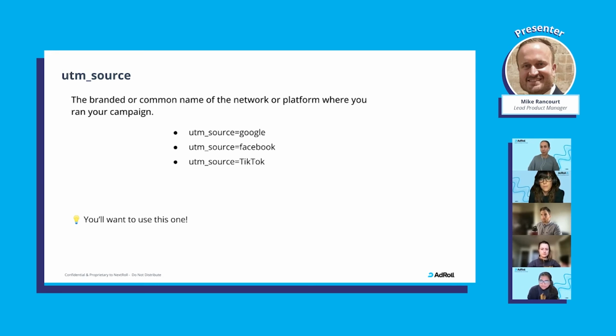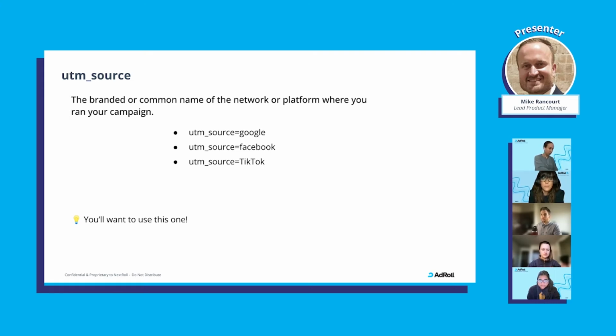So let's talk about the different parameters. The first one is UTM source. This is essentially the platform or the network that the data is coming from. So the big brand name, for example. Some samples would be Google, Facebook, TikTok.